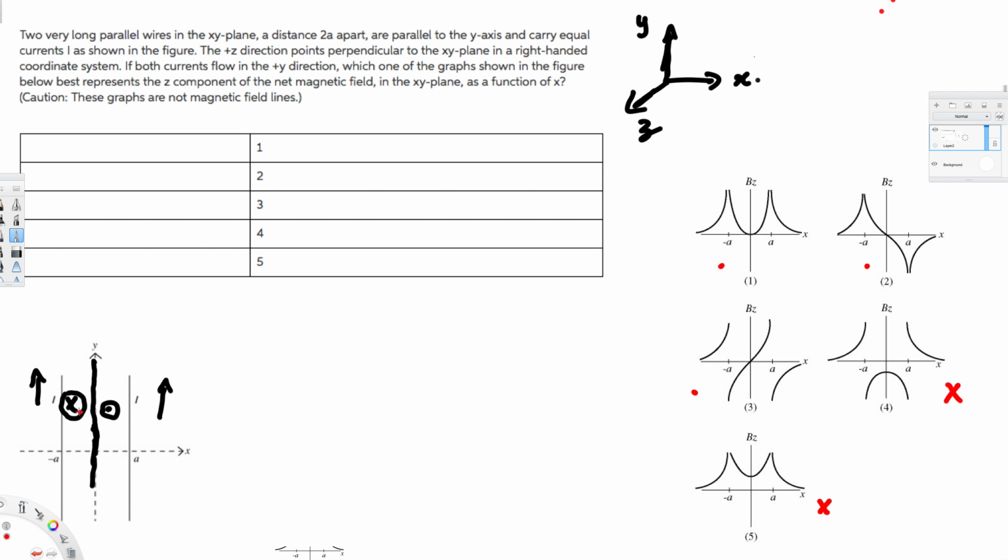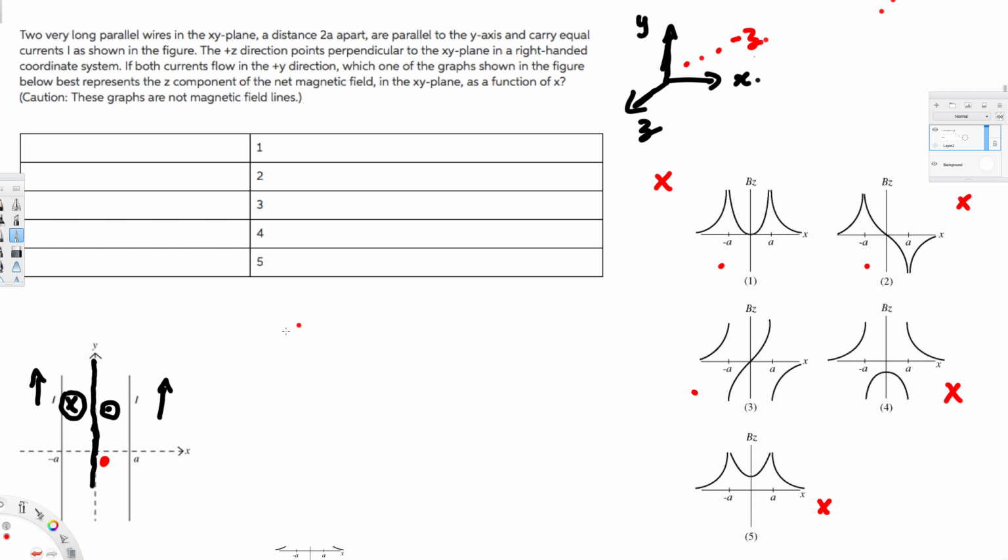Now the next thing: between negative a and 0, the field is going inside. So this means it's going in the negative z direction. Going inside means negative z direction. So between negative a and 0 we have to have a negative value. Let's look at this one. We don't have a negative value right here, so we can eliminate this one because we are looking at this component. Also here we don't have a negative value. So from this we already know this is going to be the right one.